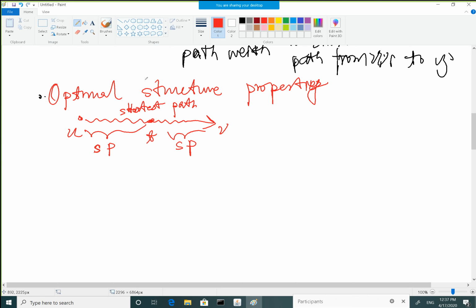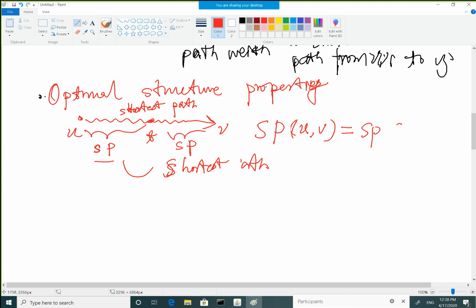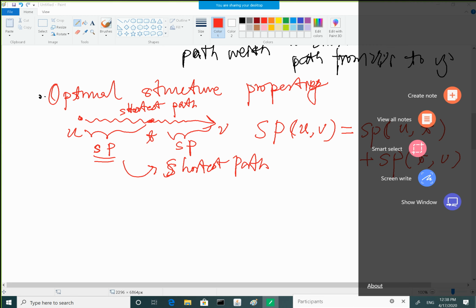Corresponding to all the shortest paths it consists of, you can see the recursive definition came from here. To save my time, I use SP to represent the shortest path. So the shortest path of U to V is equal to the shortest path S to T plus the shortest path from T to V. From U to T. So you can see this recursive definition. Can you see that? Yes? Pedro?